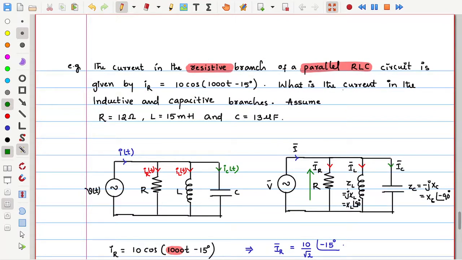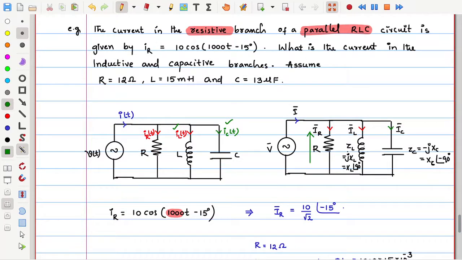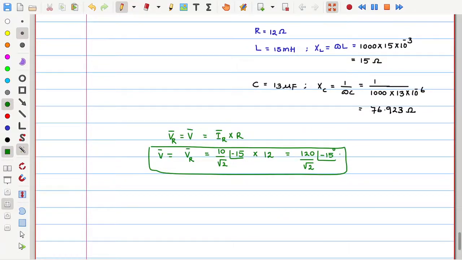What I need is the inductive branch current and capacitive branch current. That means what I need is IL and IC. How can I get IL? Once I know the voltage across this inductor, voltage divided by ZL is IL. But how much is the voltage across L? It is the same voltage as R is experiencing. R voltage is V. This is a parallel circuit, so resistance, inductance and capacitor all have the same voltage, which is equal to V, which we already got.